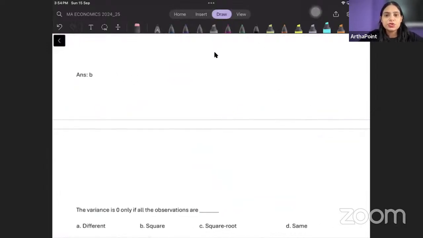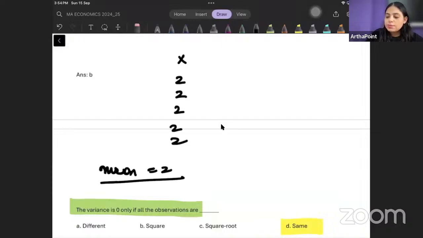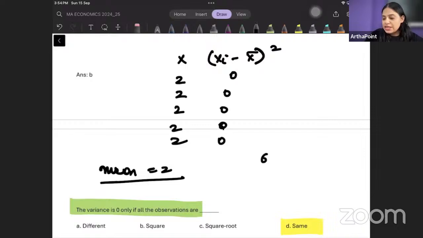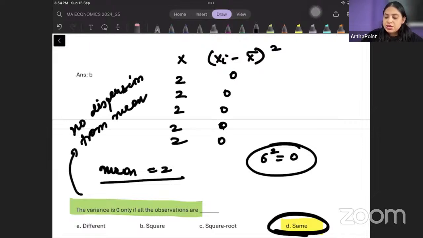Do it quickly, these are very easy questions. The variance is zero if and only if the observations are... absolutely. So variance is zero only when all observations are the same. If I create a data set 2, 2, 2, 2, 2, what will its mean be? Mean will also be 2. So xi minus x bar whole square will be 0, 0, 0, 0, 0. So variance will also be 0. So you are correct. If all the observations are the same, there is no dispersion from the mean. Nothing is different from the mean. So when there is no dispersion from the mean, the variance will turn out to be 0.